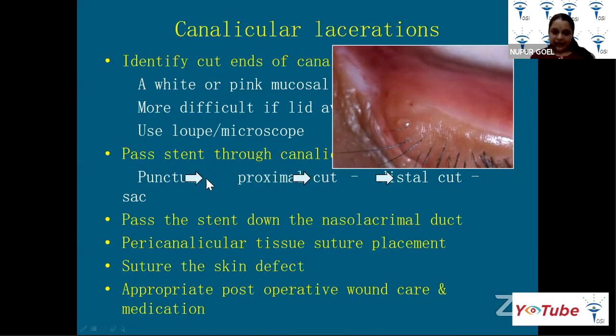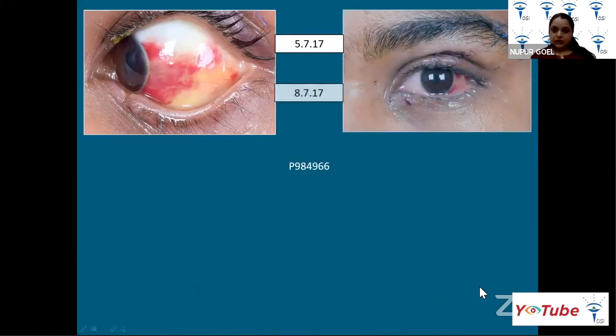Then you identify the punctum, the proximal cut, identify the distal cut, and then you suture it. You pass a stent down the nasolacrimal duct, and the pericanalicular tissue is then sutured with placement, and you suture the skin defect. Appropriate post-operative wound care and medication is needed. So this is a pre-operative picture. As you can see, there is a small canalicular tear, and this is the repair done.